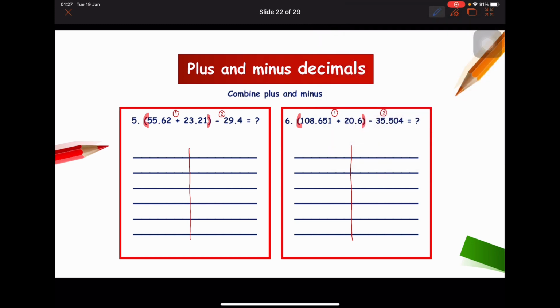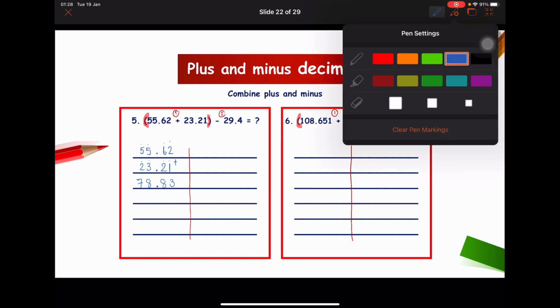Start from number 5. If you see the parentheses, you do it first. What is in the parentheses? Together. 55.62 plus 23.21. Good. Plus the number, 2 plus 1 equal to 3. 6 plus 2 equal to 8. 5 plus 3 equal to 8. 5 plus 2 equal to 7. And don't forget about the decimal point. Good job.